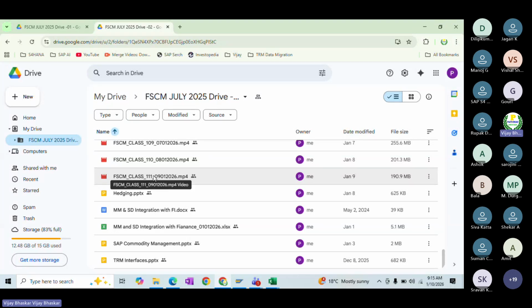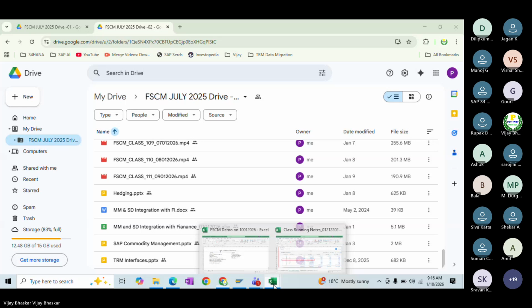Another 10 to 12 sessions are pending, which will be taken care of in the upcoming days, before starting our regular batch. Once those topics are completed, our batch is going to start. Again, one more drive will be created because I cannot accommodate the future sessions into the same drive. It will come to around 200 hours for the entire FSCM lecture. I just want to give that information.